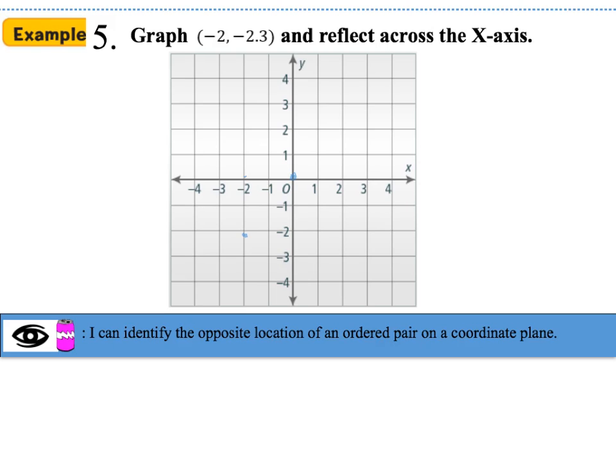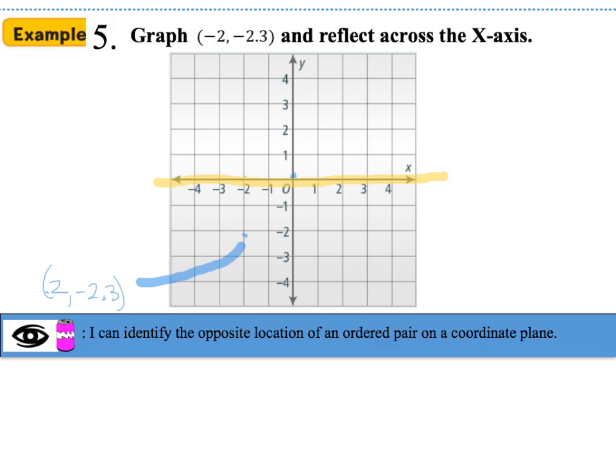Okay? Since we are reflecting across the x-axis, I'm going to go ahead and use the highlighter and draw a line or highlight the x-axis right here, because that becomes my reflection point. So let's go ahead and rewrite my ordered pair again. The ordered pair was negative 2, comma, negative 2.3.